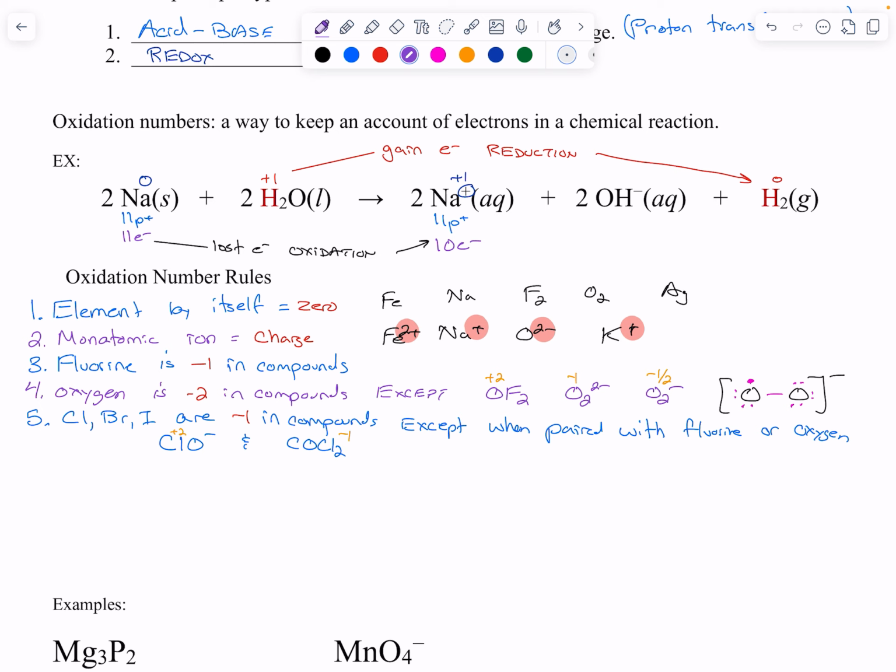All right, 6. Let me put that down. Put it in blue. A central atom.